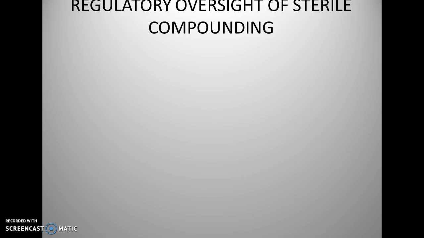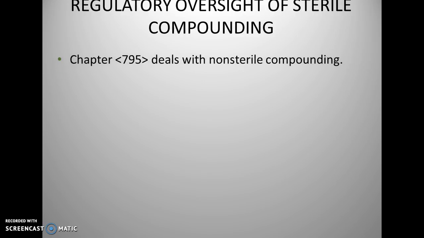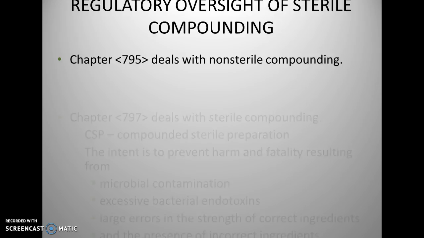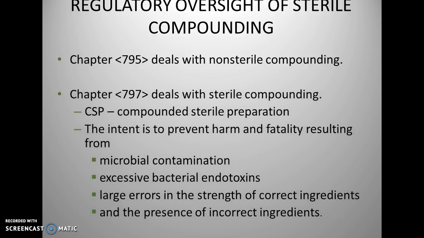Okay, let's continue to look at some of the regulatory compounding standards. As you look over here, 795 deals with non-sterile compounding, while 797 deals with sterile compounding. How do you go about making these particular types of preparations?